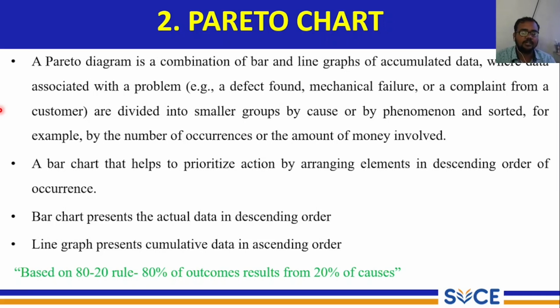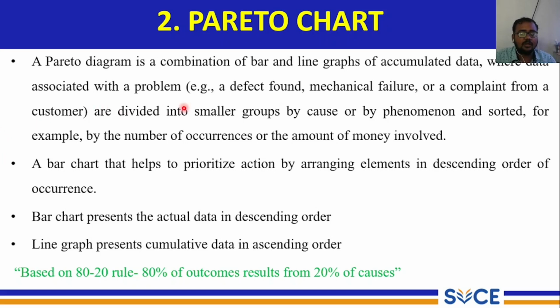What does this 80-20 rule state? It states that 80% of the problems or the outcomes are based on 20% of the causes. It helps you prioritize action by arranging the elements in descending order of occurrence, which means that the issues which have been creeping in most often have to be given the highest priority, and the ones which have been occurring very minimally can be given priority last. That kind of analysis is what it helps you find.